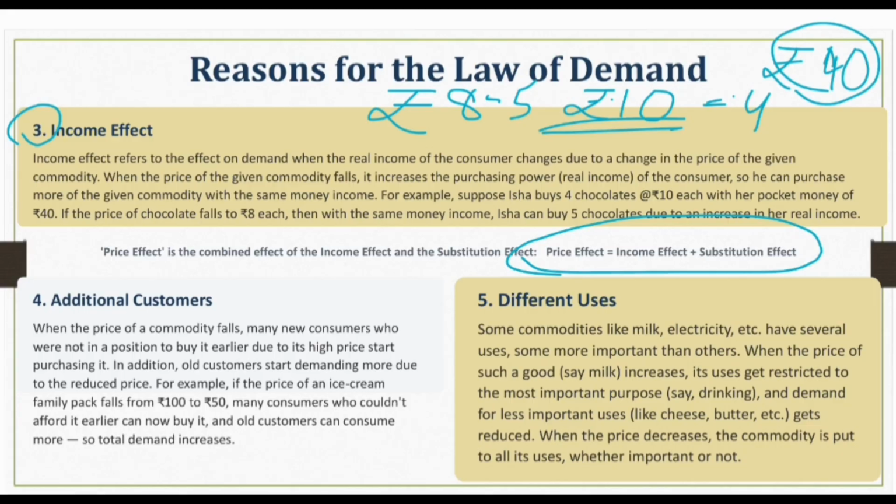Now, different uses. Some commodities like milk, electricity, etc. have several uses, some more important than others. So when the price of a good, say milk, increases, people would not be making curd or paneer out of it, right? It just gets restricted to one purpose, that is drinking. But if the price of milk falls, what would happen is that I would be making my own curd, paneer, cheese out of it, right?